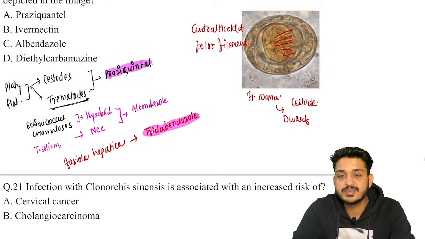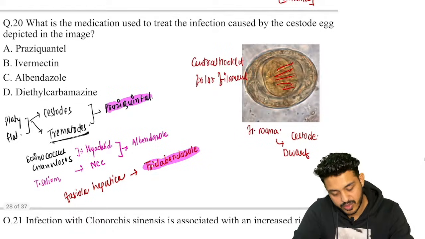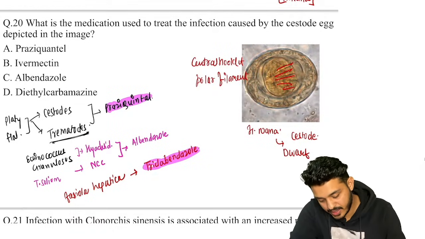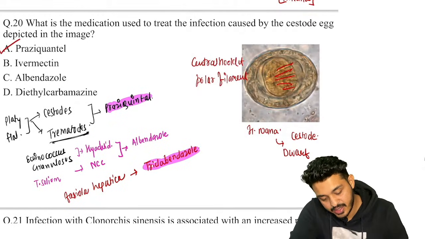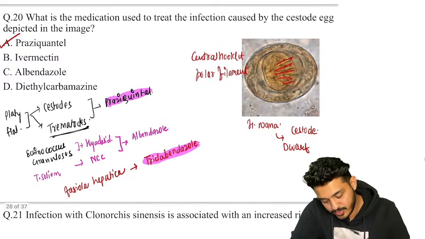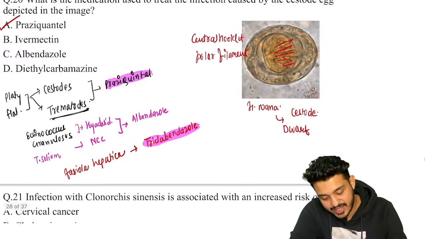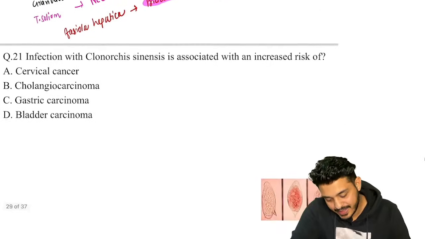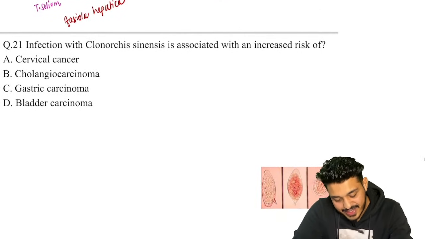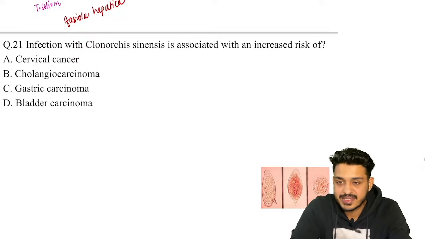For roundworms, majorly we are going to give what? Albendazole, right? So here in this case, the answer is going to be what? Praziquantel, right? Cestode egg is going to be what? Praziquantel. H. nana is given, so answer is going to be what? Praziquantel. Okay.